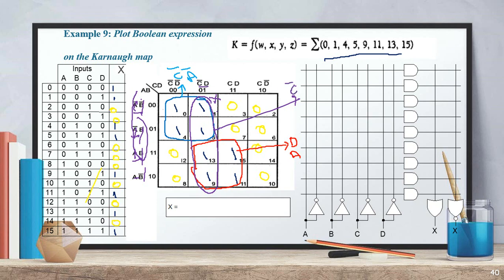So we will get only C bar D. But this one we are not taking. Why? Because there is no single one which is not included in any other group. So ignore this one, don't take it. If you take it, that becomes wrong.